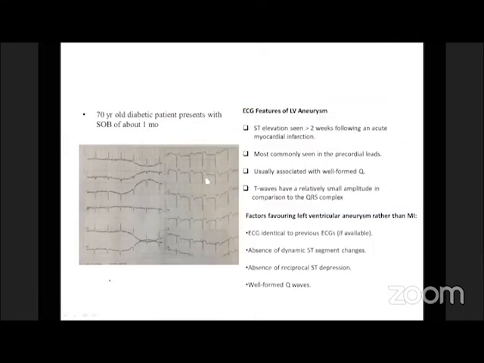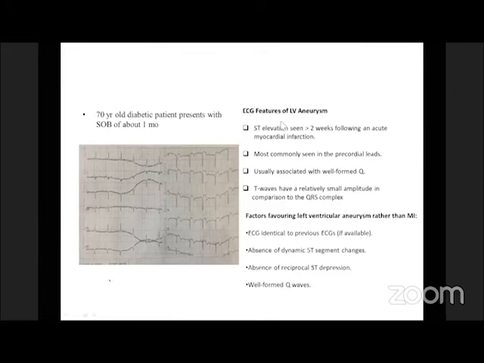This ECG also has ST segment elevation, and it is taken from a 70-year-old diabetic patient presented with shortness of breath of about 1 month. If you look at this ECG, there is Q wave and persistent ST segment elevation and small T wave inversion. So this ECG, from the history, goes with LV aneurysm because the duration is more than 2 weeks, and still there is persistent ST segment elevation, and there is established Q wave.